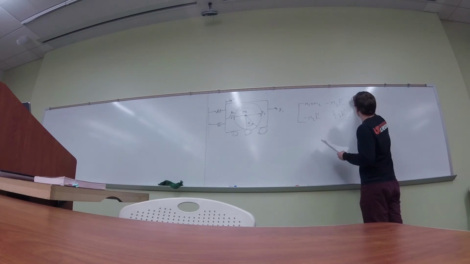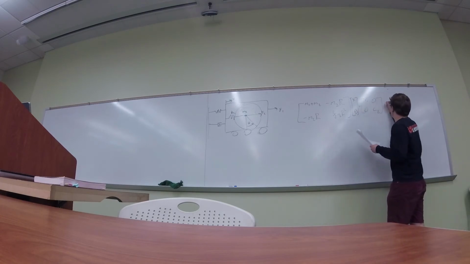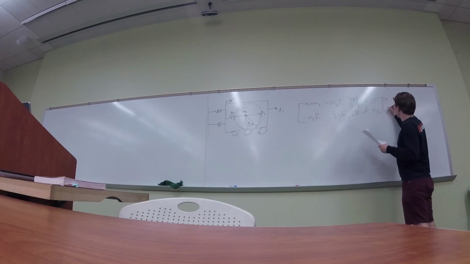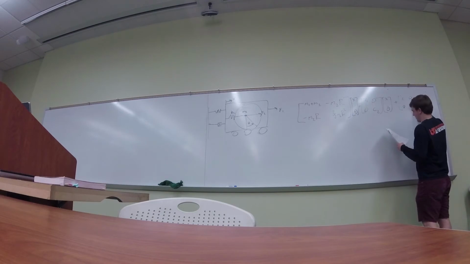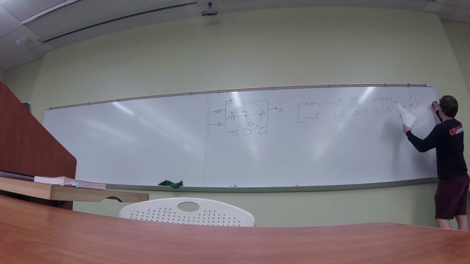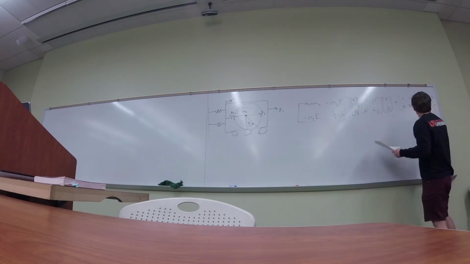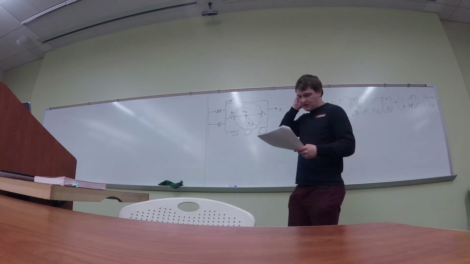And your coordinates are x double dot and theta double dot, times c1, 0, 0, c2, times x dot, theta dot, plus k1, 0, 0, k1 r squared, times some vector z, which is just the x and theta, equals f1 plus f2, and negative f2 times r. Those are your two equations.